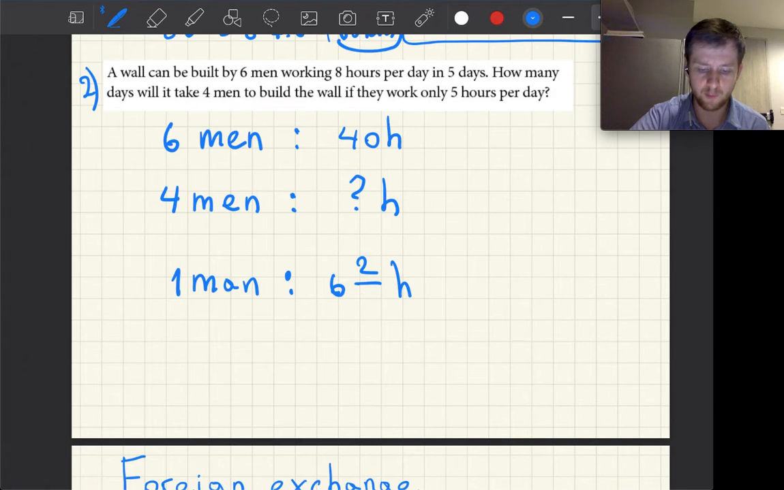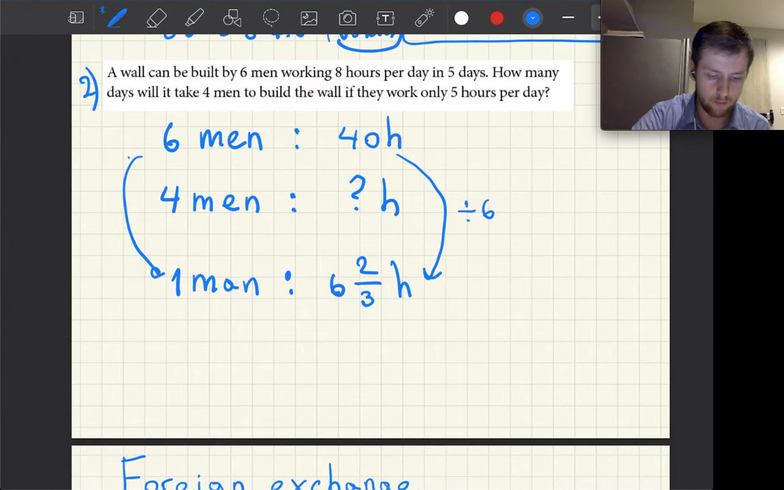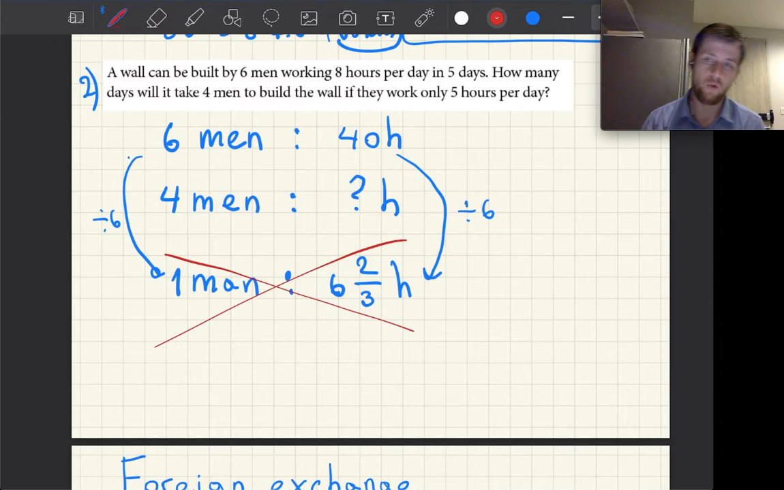So how does this happen? 6 men spend 40 hours, but for 1 man, if we do it the way we did the last question, if we just divide this by 6, for 1 man it's going to take 6 hours? What? No, so this is not the right way to do this. Just try to use your logic. This is impossible. How come 1 person can do it faster than 6 men?